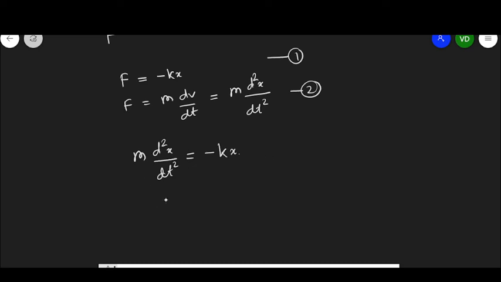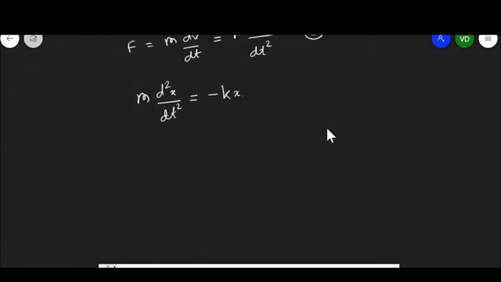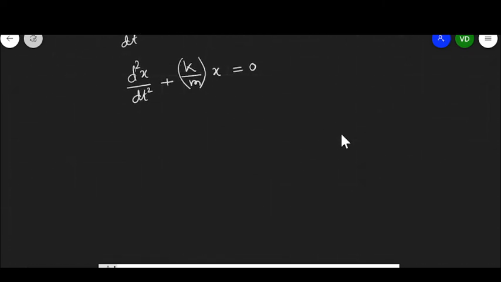or we can write, since we don't want the coefficient of d2x by dt square to be m, we take this m to the right hand side, and then we take this minus kx to the left hand side also. So what we get is d2x by dt square plus k divided by m into x equal to 0. Now this is a second order differential equation. We can solve this very easily, and you might have solved all these types of problems in mathematics. But that is okay. That is the mathematics.